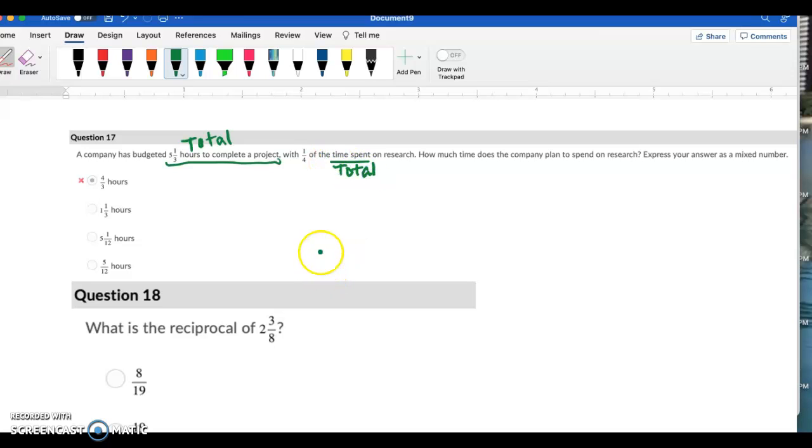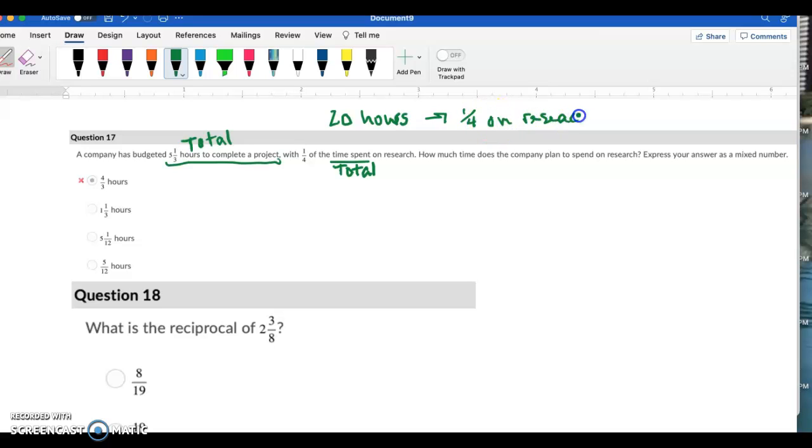So this is kind of hard to think about sometimes with the way these numbers are written. So sometimes I'll say, okay, let me change the problem here. Let me say it takes 20 hours to complete a project. It's 20 hours. And then I want to spend 1/4 of that time on research.